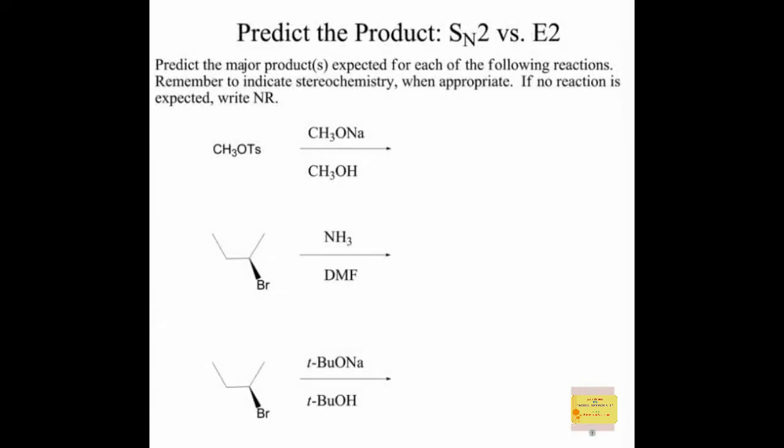Let's try a few examples where we're looking at substitution and elimination competition. The ones shown here, let's just focus on the SN2 and the E2 and see if we can decide which will be major. First of all, let's take a look at our starting material, our starting carbon compound, and see what we have. OTs. It's called a tosylate. That is a good leaving group.